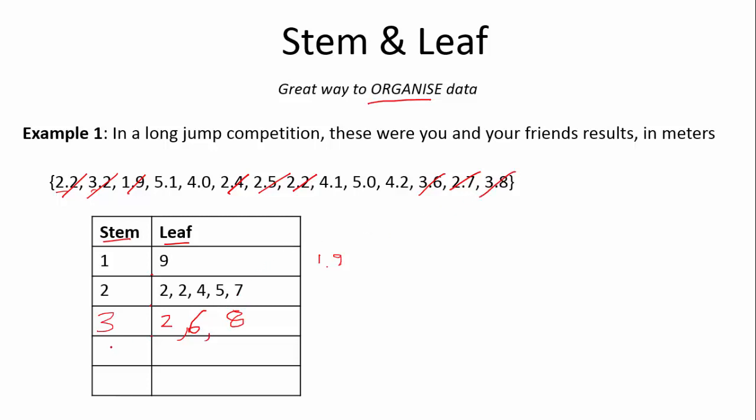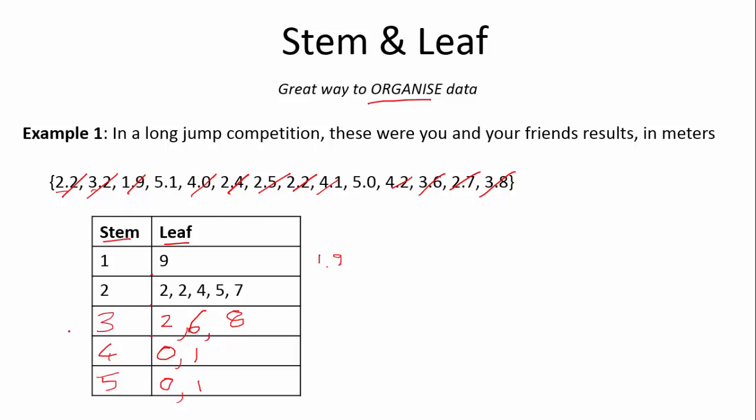Now let's go to number 4. The lowest 4 must be 4.0, so let's cross that out. There's a 4.1 and there's a 4.2. Great, let's cross these out. And then we have left just a 5. It's a 5.0 and a 5.1. Note that for the 5.0, it's okay to write the 0 here.